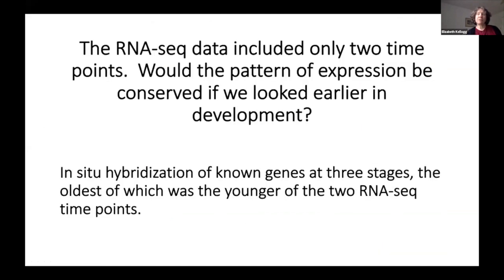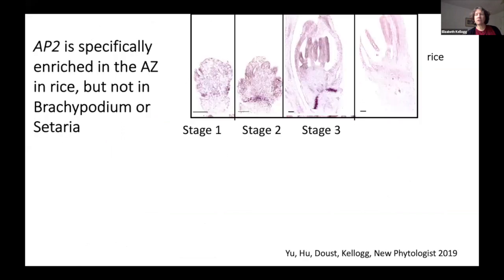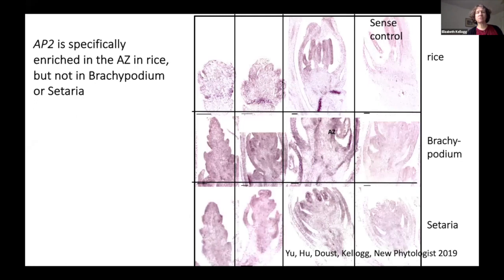Thinking that perhaps we needed to look earlier in development, Yunqing did a lot of in situ hybridization at earlier stages. So this oldest stage of in situ hybridization was the youngest stage from the RNA-seq. You can see very clearly gene expression. This happens to be apetala 2, and you can see it at the earlier stage. So this is rice. Again, this is confirming published data. And then if we look at the other 2 species, there's no expression there.